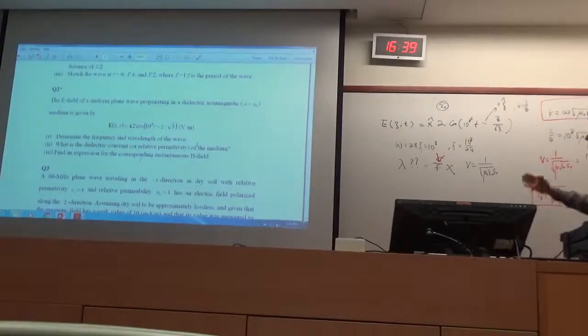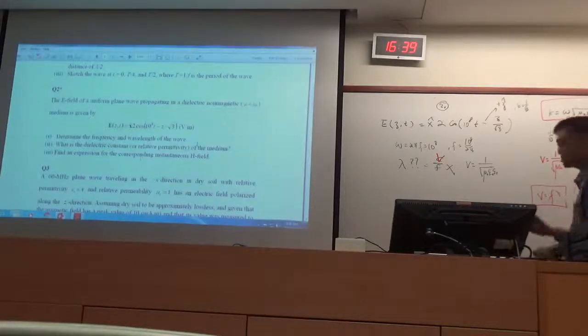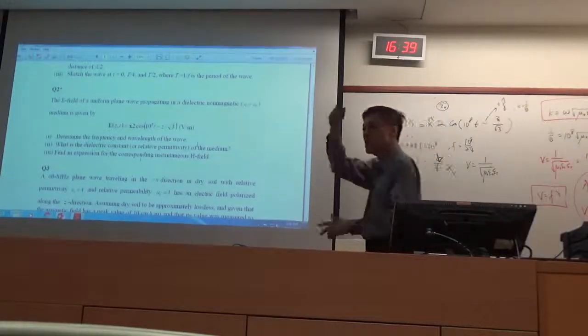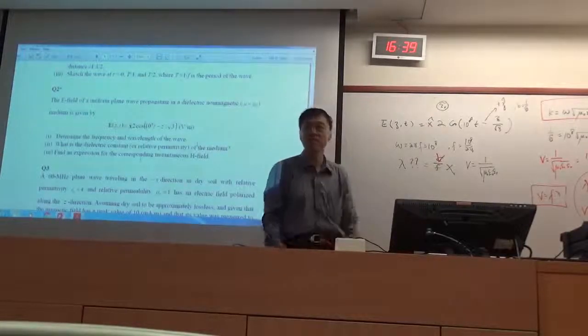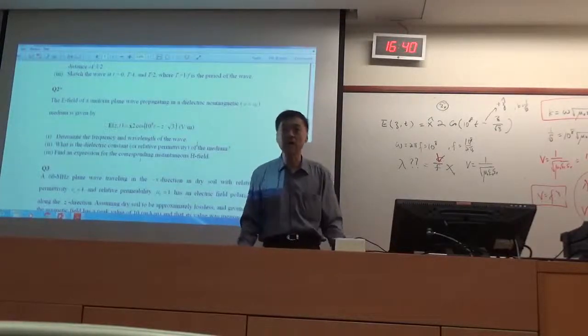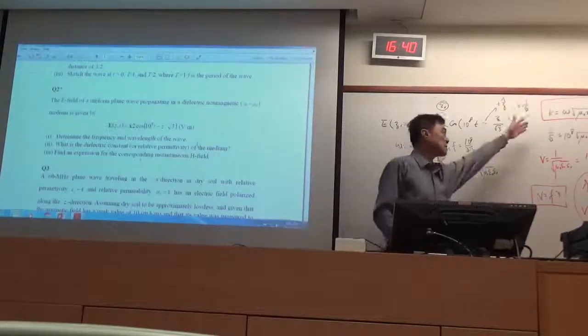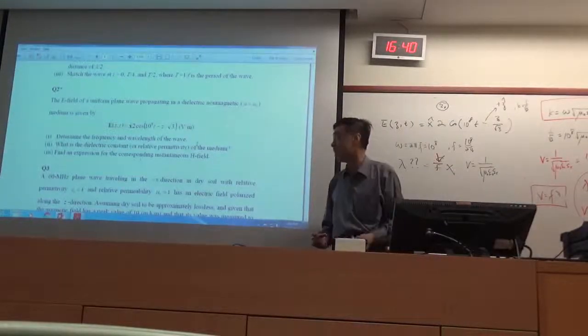And the consequence of these two equations is that you get lambda equal to lambda naught divided by square root of epsilon r, and v is equal to c divided by square root of epsilon r. Now these two equations are actually the consequence of the two above, because of epsilon r. These two are the basic ones, and these two are derived from them.